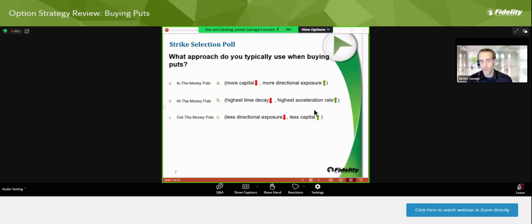And then finally, out of the money puts, which, to be frank, are probably what the most amount of traders choose when it comes to putting on these strategies. They have the disadvantage of less directional exposure.